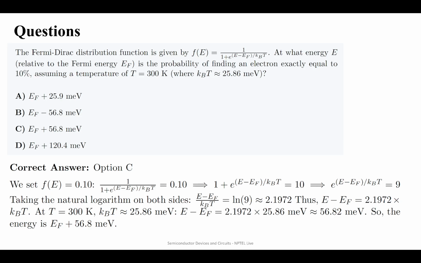So the answer to this will be option C. So we said f of E equals 0.1, which means 1 upon 1 plus e to the power (E minus EF) by kBT equals 0.1, which gives us e to the power (E minus EF) by kBT equals 9, which means (E minus EF) by kBT equals ln 9, which is approximately 2.1972. So that would mean E minus EF is 2.1972 times 25.86, which gives us 56.82.